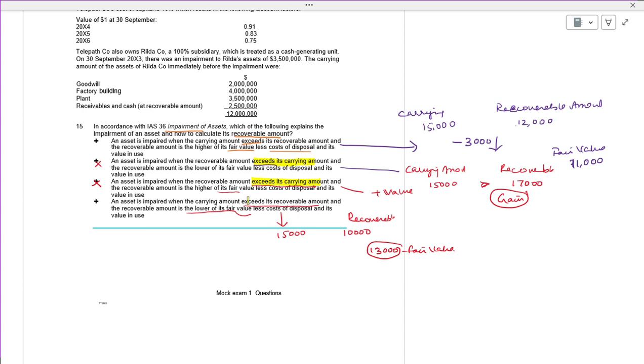Now, out of 1 and 4, which one is the right option? Option 1, because this is the rule that talks about impairment in IAS 36. This is the rule of IAS 36, in accordance with that.